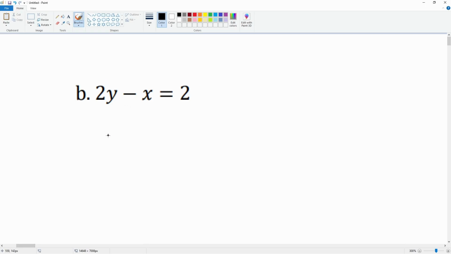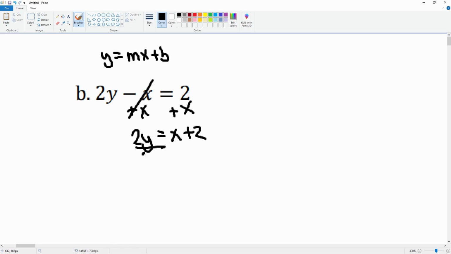B, we want to find the original slope, but it's very hard because this is not in y equals mx plus b. So we have to do that. We're going to add x to both sides. This cancels, leaving you with 2y is equal to x plus 2. Now you want to divide by 2 to everything, leaving you with y equals 1/2 x plus 1.